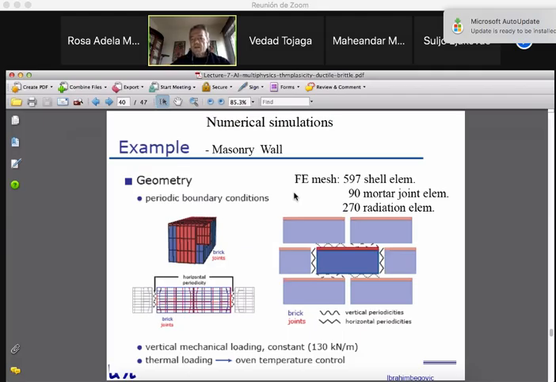We had 597 shell elements, and then in between the shell elements and this masonry type of structure, the clay material, you have to have a mortar. So basically, this mortar is the stuff that is needed to get a really good match when you have an initial development of temperature. Otherwise, if you don't put the mortar, it doesn't really fit in that part there.